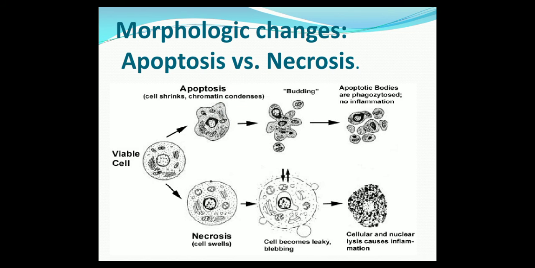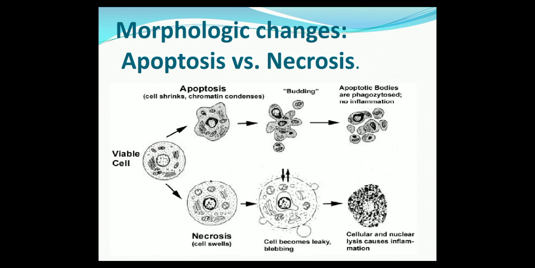Guys, we need to understand two concepts here. The cell dies by two major, important processes: the apoptosis process and the necrosis process. Apoptosis is programmed cell death, and necrosis is not programmed cell death. Apoptosis is natural cell death, and necrosis is not natural cell death. In necrosis the cell dies due to external injuries. In apoptosis no inflammation takes place, but in necrosis inflammation takes place. So these were the major differences between both processes.